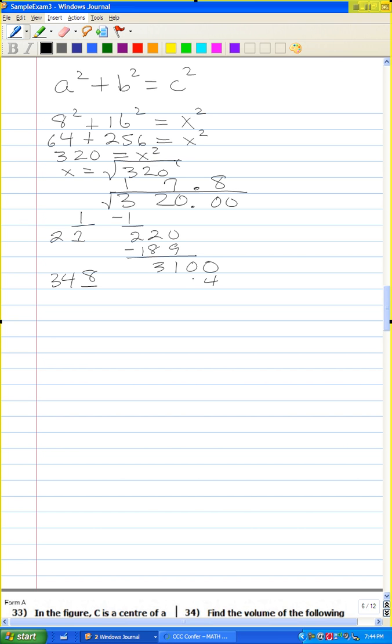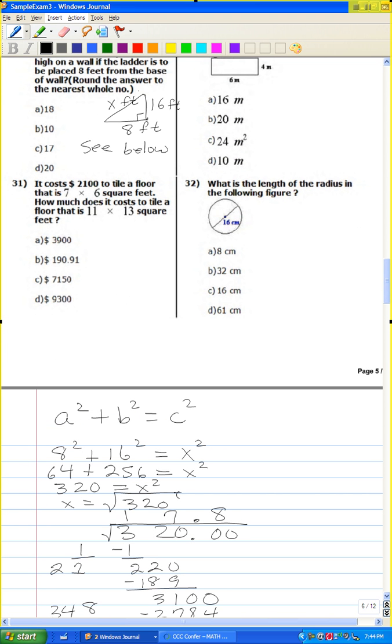6438, 27. Subtract 316. So therefore, x is approximately 17.8. And so let's round this to the nearest whole number. So this is approximately 18 feet. A. They seem to all be A.